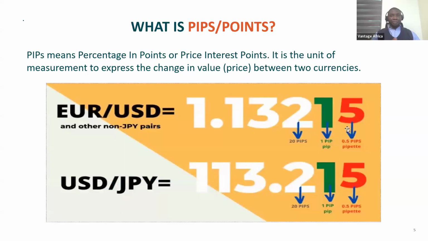So that is for that. Then we have what we call pips and points. Now, to understand pips and points, think about how you measure distance from one part of a room to another. Let's say you're in a room right now, just like I'm in a room.